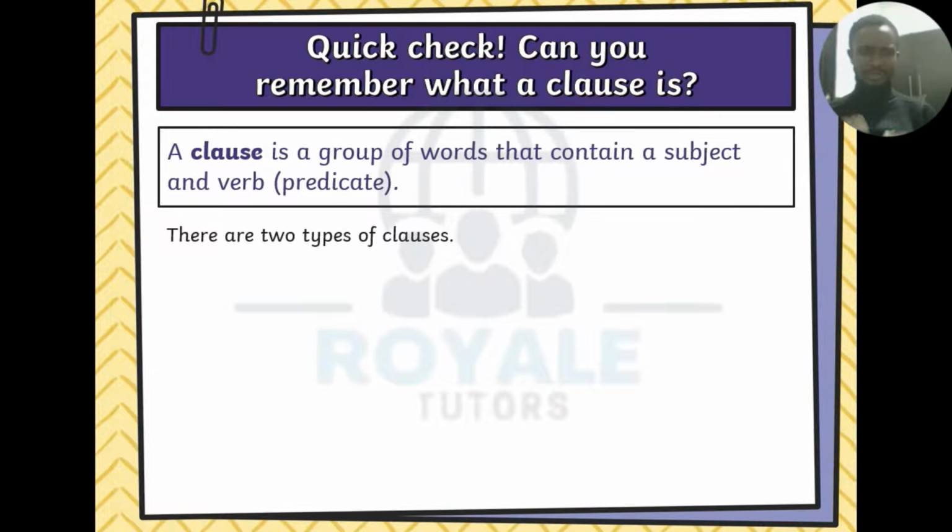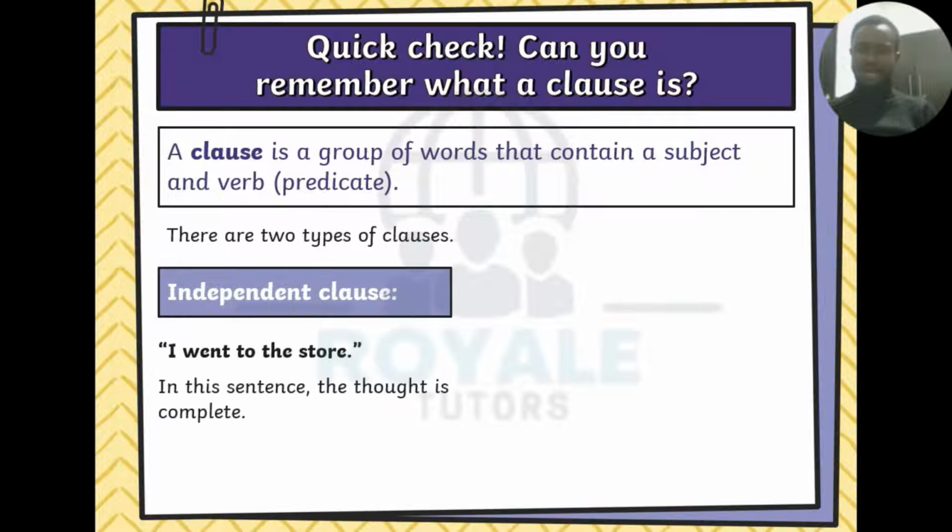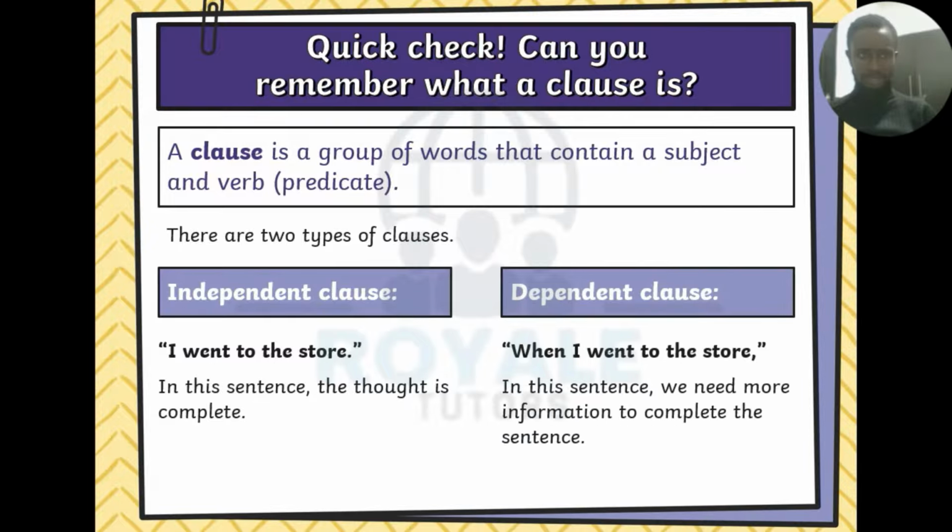Beautiful. But then, there are two types of clauses, and I believe you must have heard about them before. What are the two types of clauses? Do you still remember? You don't need to be bothered. Here they are on the screen. We have the independent clause. An independent clause can also be called a main clause. And we have a dependent clause. A dependent clause can be called a subordinate clause.